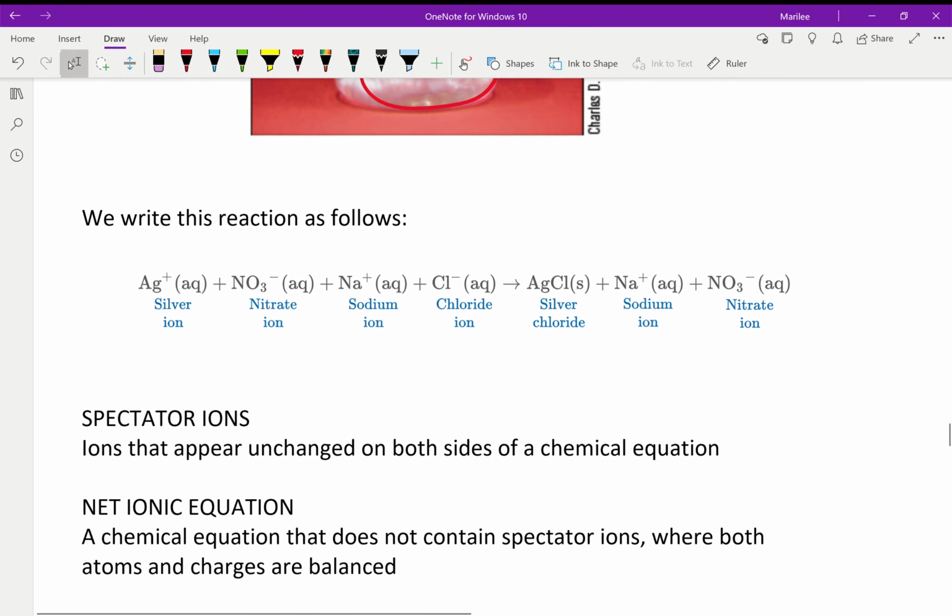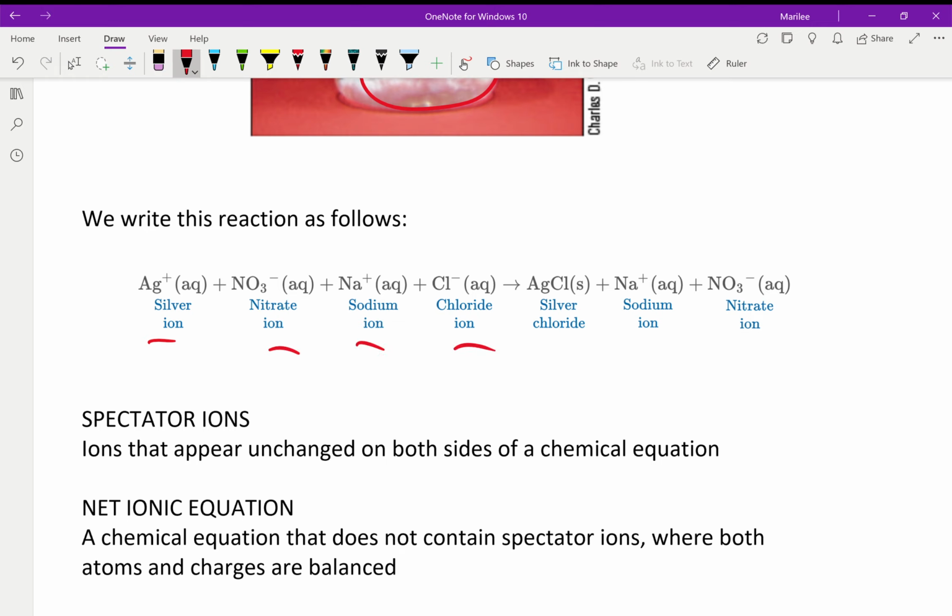So we write this reaction. We have all of our ions on the left side. We have our silver ion, nitrate ion, sodium ion, chloride ion, and those react. The silver ion and the chloride ion react to form our silver chloride, and then we have sodium ion and nitrate ion remaining.